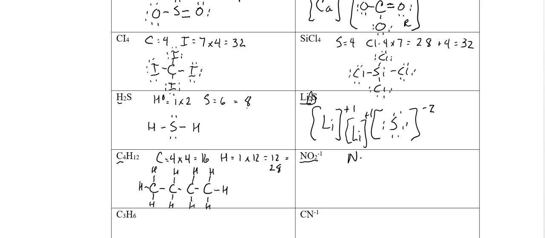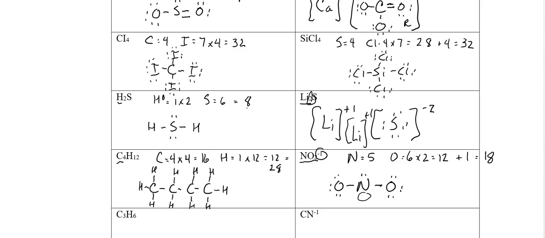Polyatomic ion, nitrogen, 5. Oxygen, 6 times 2 is 12. Plus, one more, 18. 2, 4, 6, 8, 10, 12, 14, 16, 18. Done. Unfortunately, nitrogen is missing a pair.